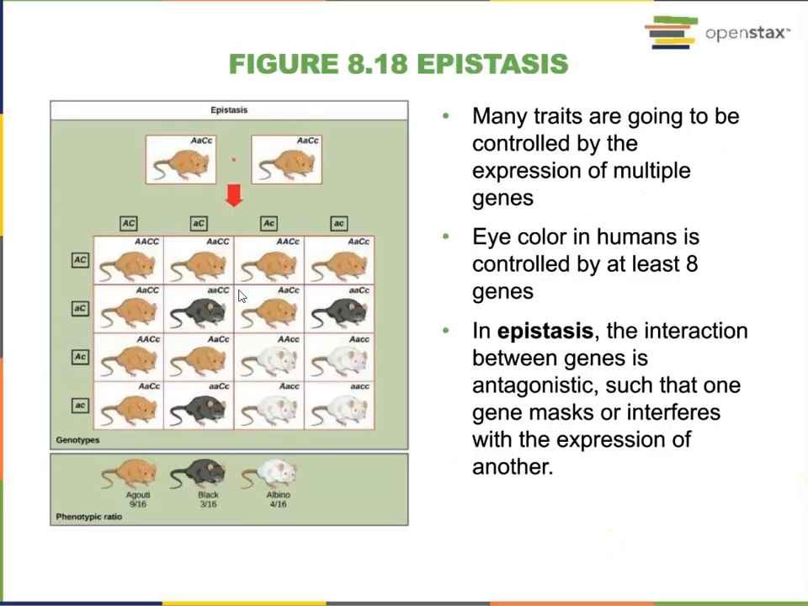Another type of genetic situation that does not follow Mendel's law is epistasis. Many traits are controlled by the expression of multiple genes. For example, eye color in humans is controlled by at least 8 genes. In epistasis, the interaction between genes is antagonistic. One gene masks or interferes with the expression of another gene.